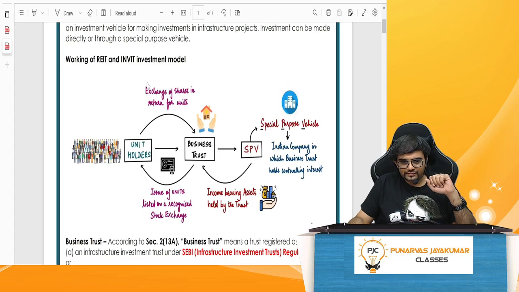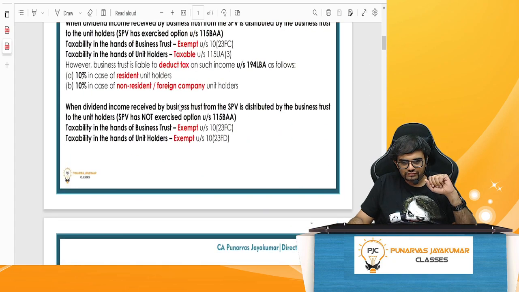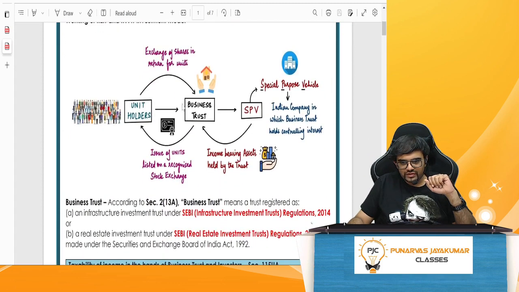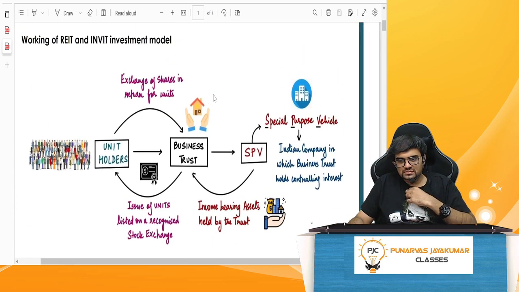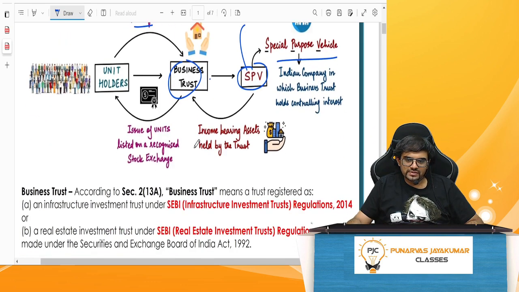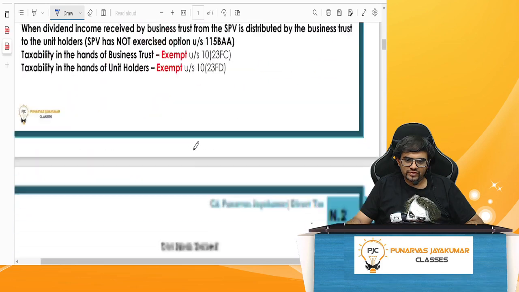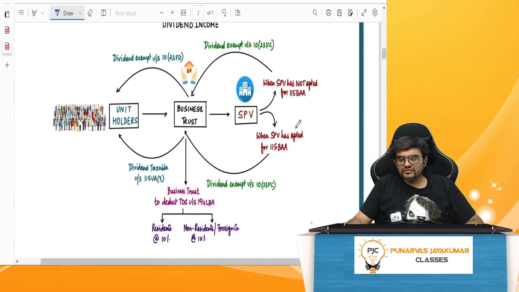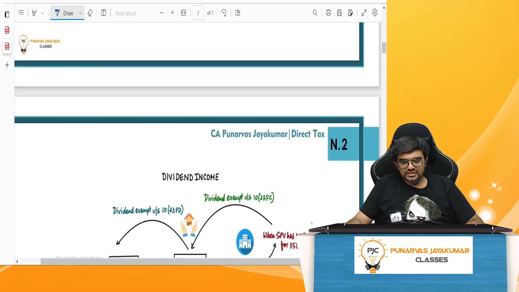Now you see. Remember, guys, business trust, how it works. Unit holders, REIT, will issue units to the business trust, exchange of shares in return for the units. And this would be a company. I gave a mall example, special purpose vehicle. And that will be transferred to this business trust, real estate investment trust. We had seen that. So we had seen it.